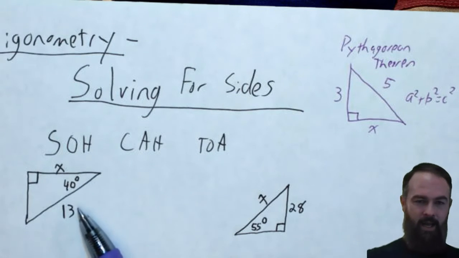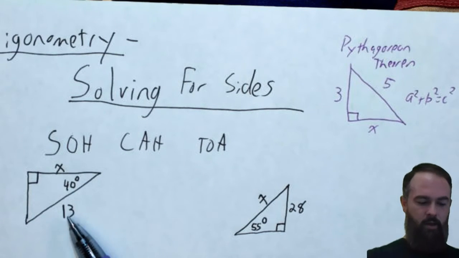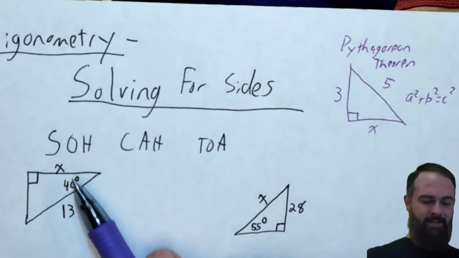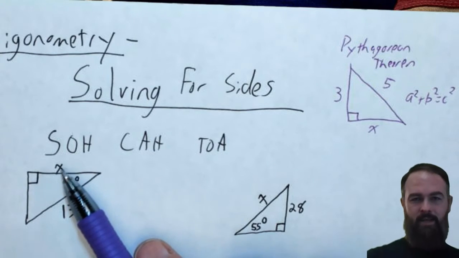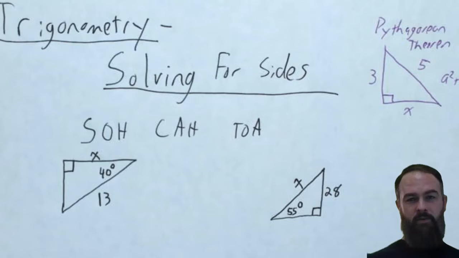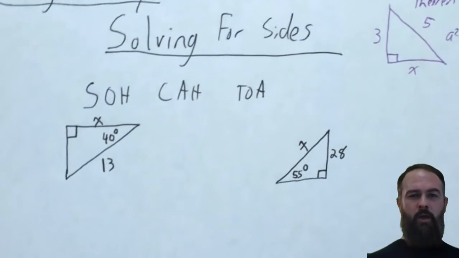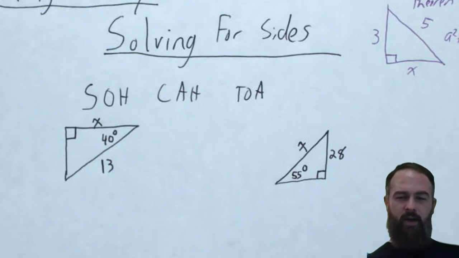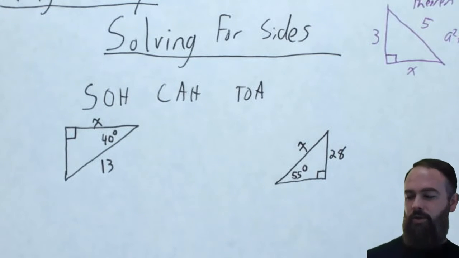In this case, I only know the length of one side. I know the size of two angles, which is just the right angle and this one acute angle. And it's asking me to figure out what the last side is. Now remember, at the very beginning, I said that the purpose of trigonometry was to find a relationship between angle measures and side lengths. And that's what those trig values or trig ratios allow us to do.